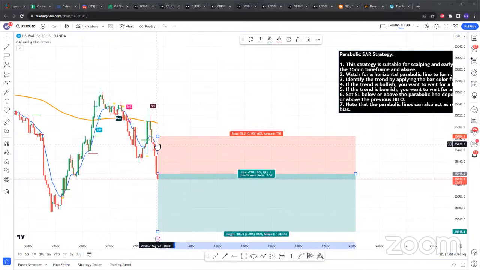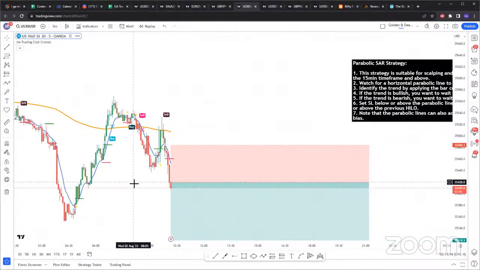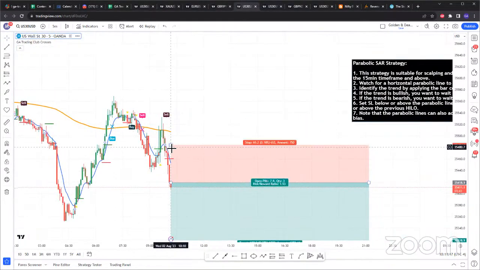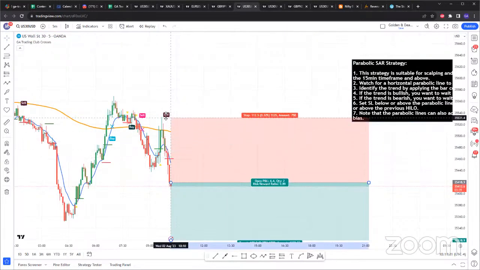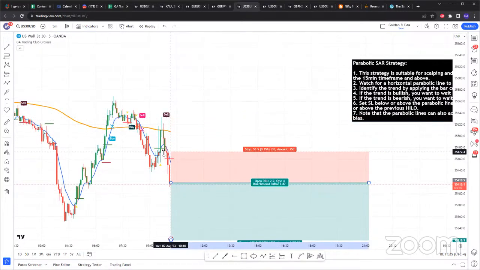But so long as a parable has been broken and retested, that will stick to the chart for, I think, a couple of periods. Now here, again, we want the stop loss to be above the parable, or either above the previous swing high or swing low. So if that makes sense.